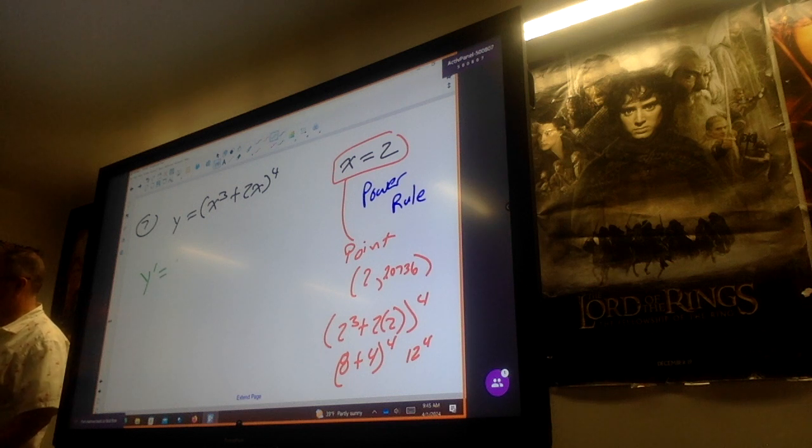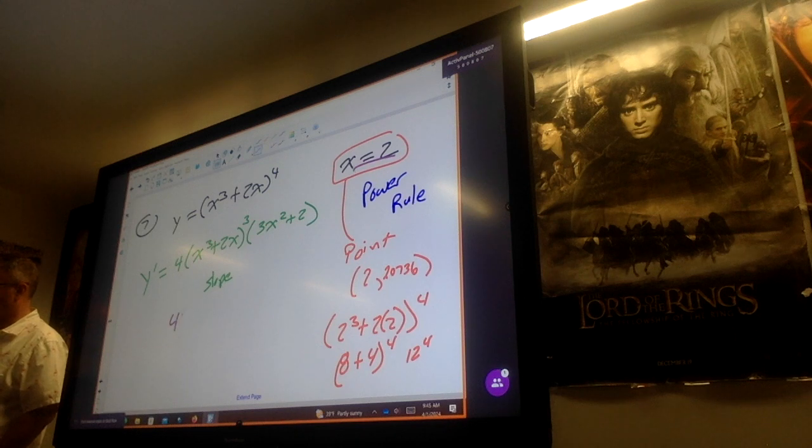So I'm going to take the derivative of the outside: 4 times the inside, subtract 1 from that exponent, so I get to the third, times the derivative of the inside, which is 3x squared plus 2. Oh my goodness. Now we want to find the slope. So I'm going to take that 2 and plug it in. And this is frightening that we have a problem like this, but hey, we'll see. We do the best we can with it.